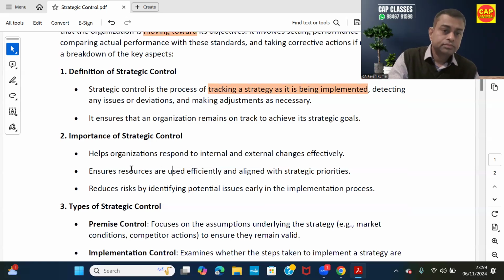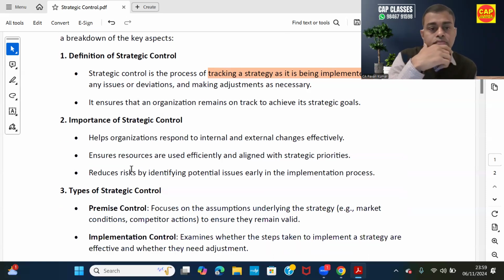Yes, importance of strategic control. Helps organizations respond to internal and external changes effectively. Ensure resources are used efficiently and aligned with strategic priorities. Reduces risks by identifying potential issues early in the implementation process.